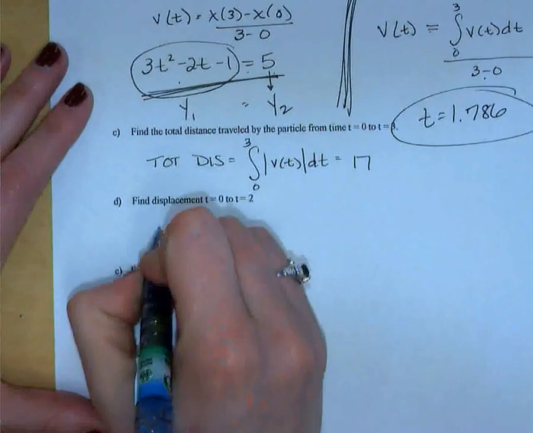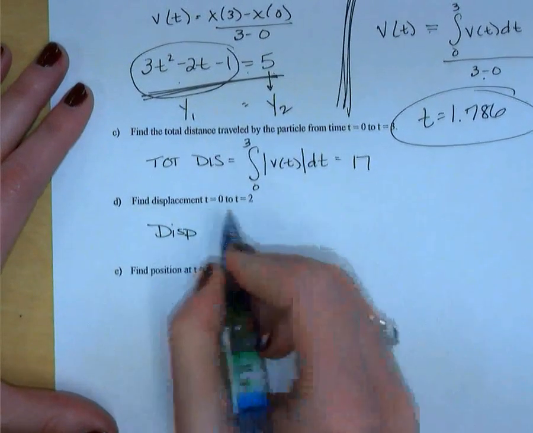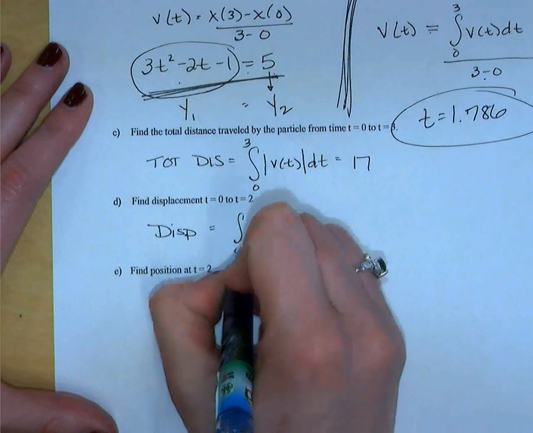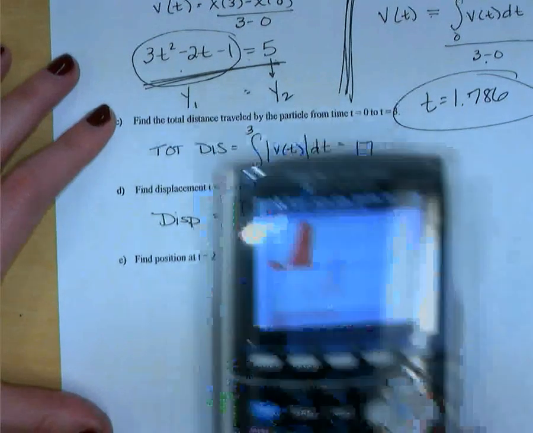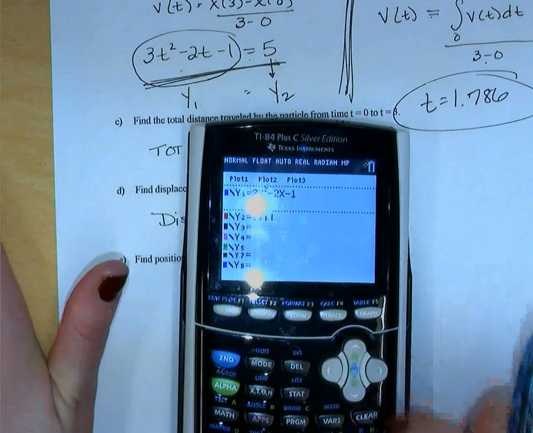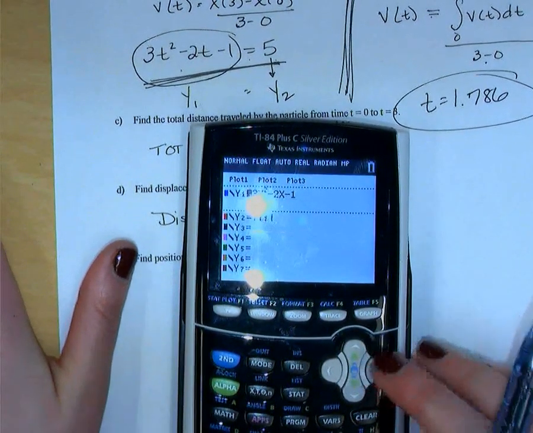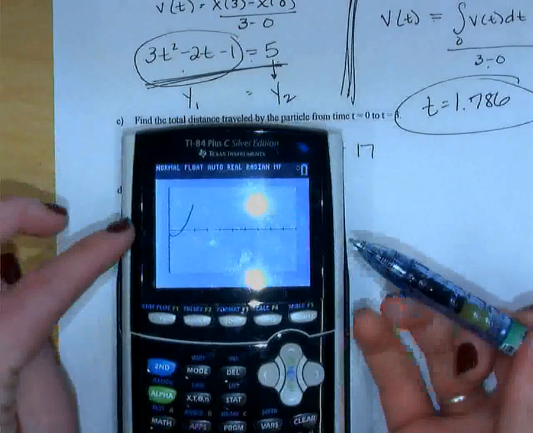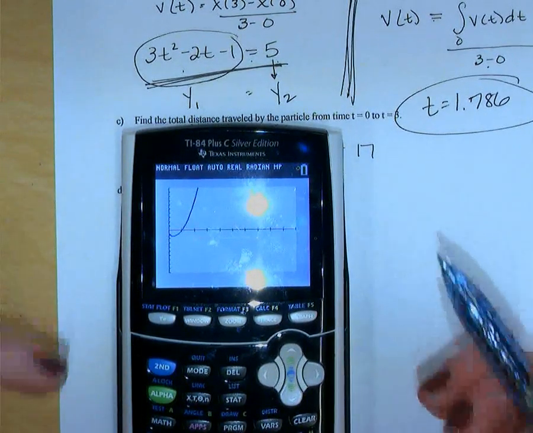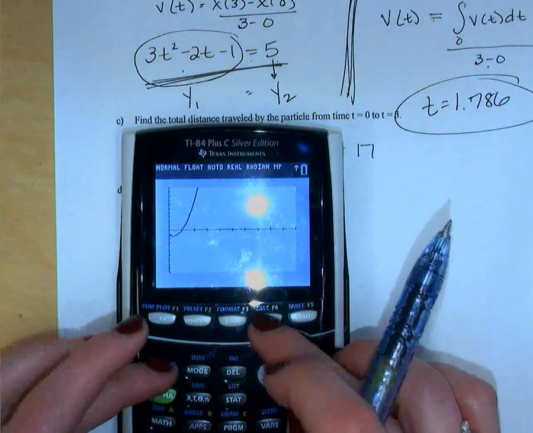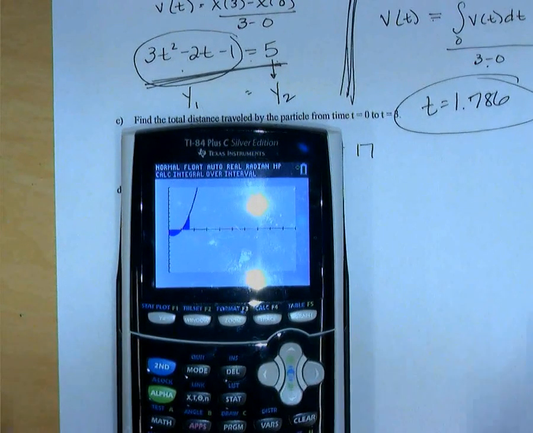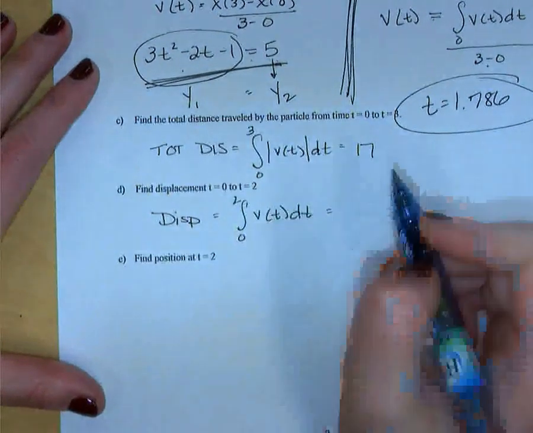Now, find the displacement from 0 to 2. The displacement is just the integral of velocity from 0 to 2. So if I want to do that, I'm going to go back to my calculator. I'm going to turn the absolute value off, turn velocity back on, and then when I go to my graph, so now it's graphing velocity, I want to integrate velocity from 0 to 2. Second trace, option 7, 0, 2, let's see, and I get an answer of 2.